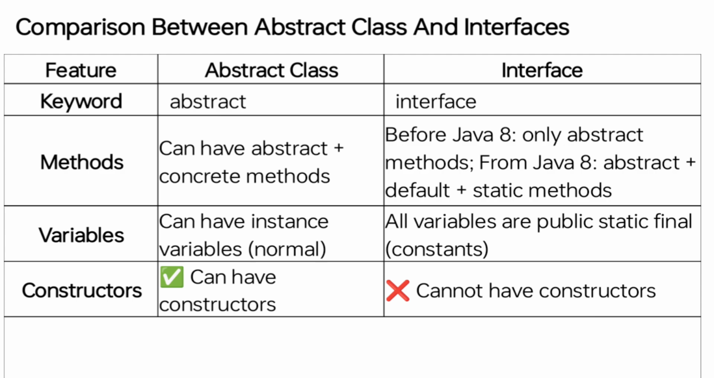Abstract classes use the keyword abstract, while interfaces use the keyword interface. An abstract class can have abstract and concrete methods. In an interface we have abstract, default and static methods. An abstract class can have instance variables, but in an interface all variables are public, static, final. Abstract classes have constructors, but interfaces cannot have constructors.